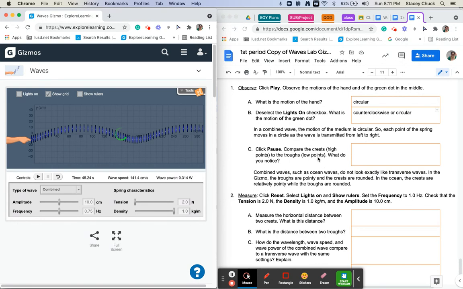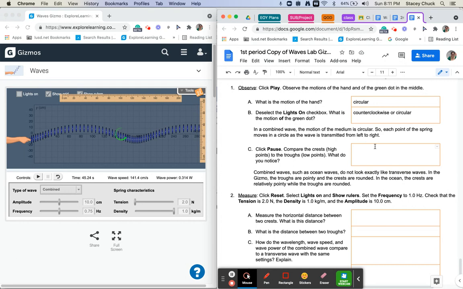Compare the crests, the high points, and the troughs, low points. What do you notice? Okay, it doesn't say measure. So let's look at this. The crests appear to be the rarefactions and the troughs appear to be the compressions. When we had just a longitudinal wave, remember when it was spread out, that's a rarefaction. And when it was close together, it was called a compression. So we notice that the crests are rarefactions and the troughs are compressions.